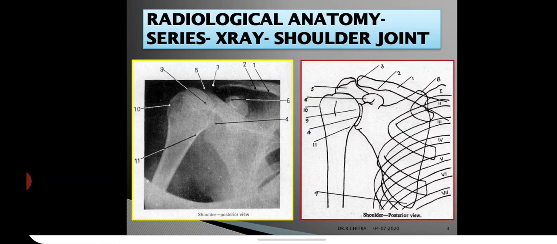So like this, you should first know the normal anatomical landmarks, and then you have to read them in the given X-ray. Then you have to see whether there is anything abnormal in those anatomical parts. That's the way to read X-rays.